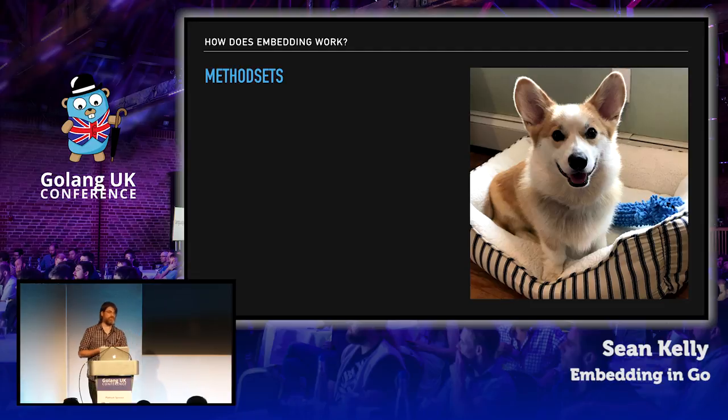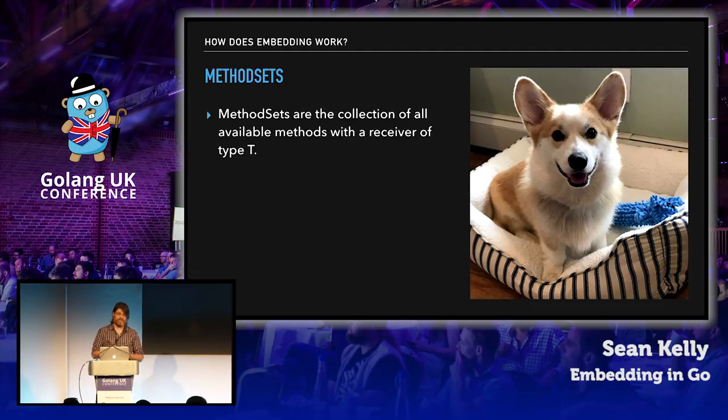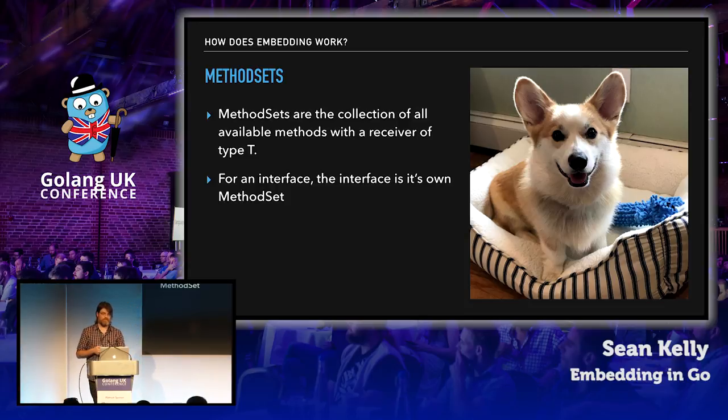Method sets equally are also pretty simple. Method sets are the collection of all available methods with a receiver of type T. So if you declare a bunch of methods on your struct, all the methods that are available are your method set. For interfaces, it's defined even simpler. The interface exists as its own method set. The important thing here, though, is that they are sets. They are unique collections of methods.